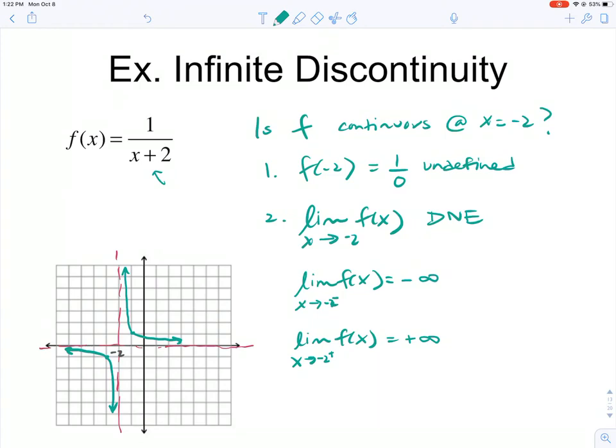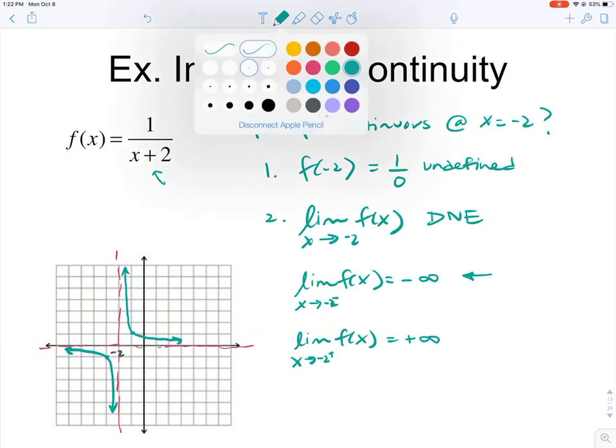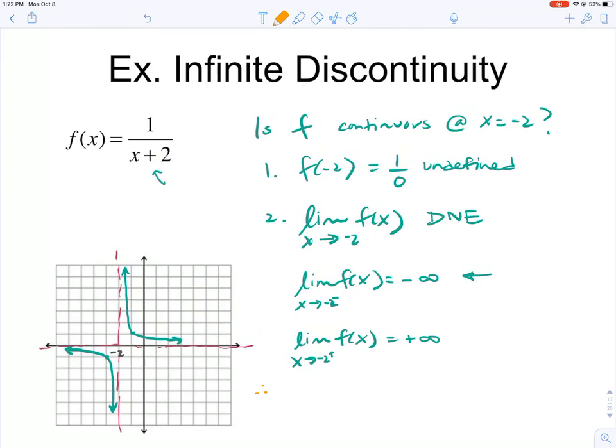But just if we had looked, the second we got this first one-sided limit, we knew immediately there's an infinite discontinuity at x equals to -2.